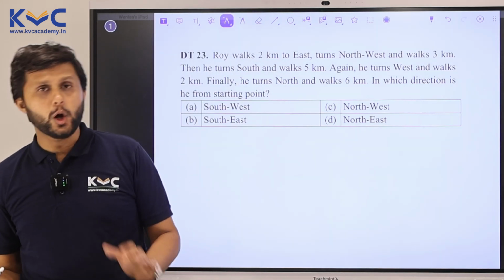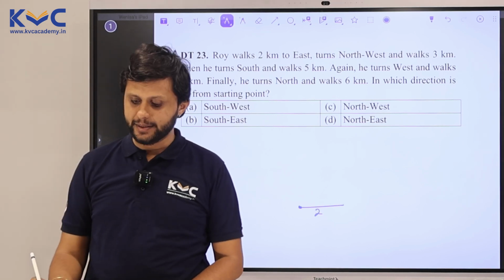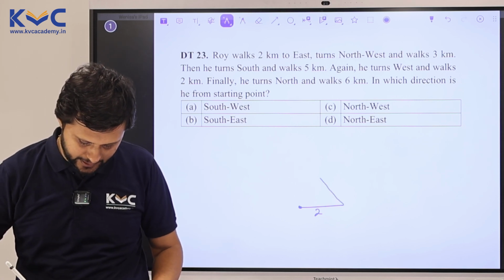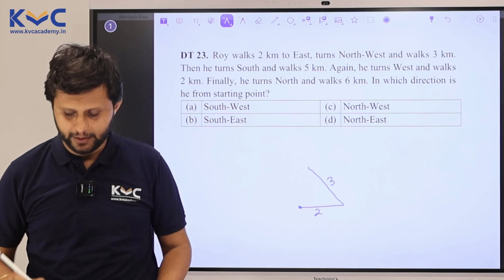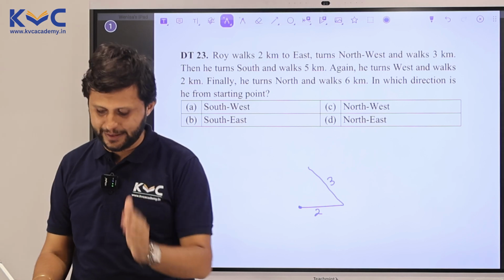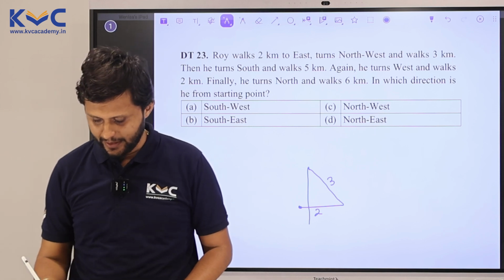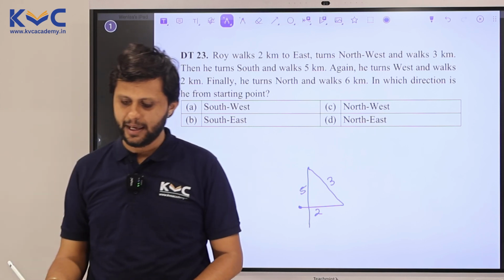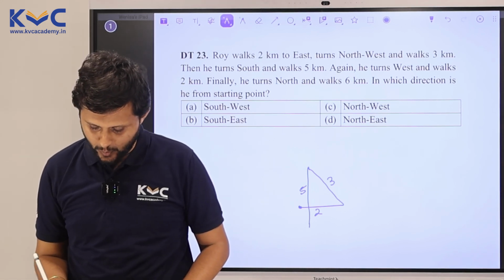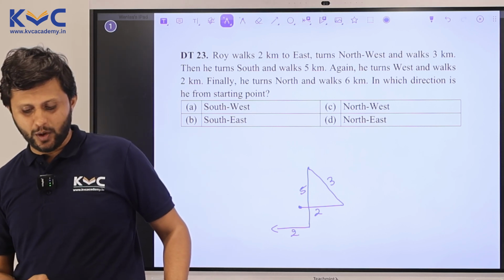23. Roy walks 2 kilometers to east. This is 2. Turns northwest and walks 3 kilometers. I can say something like this. Okay, this is northwest. Then it turns south and walks 5 kilometers. I am expecting it to intersect. I do not know the exact measurements over here. Okay, let's assume this is 5. Okay, again it turns west and walks 2 kilometers. So probably over here, this is 2 kilometers. Finally, it turns north and walks 6 kilometers.